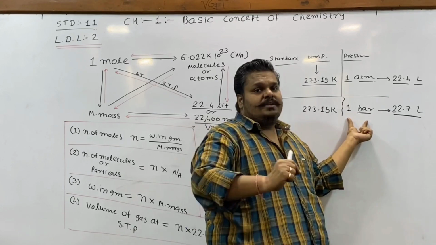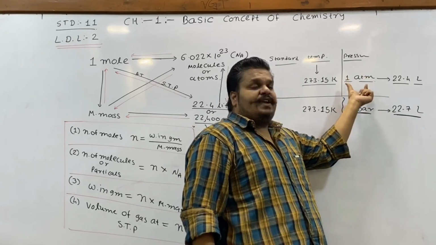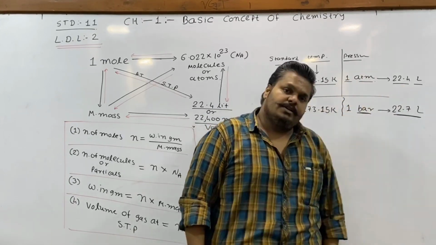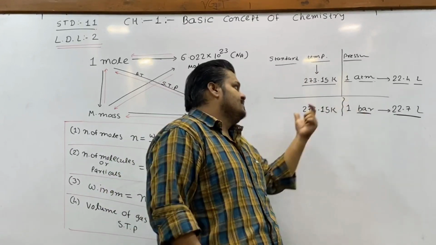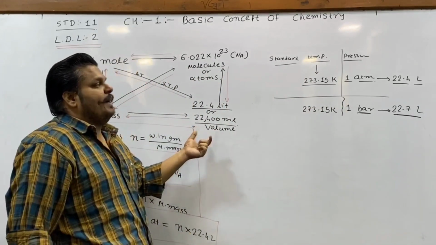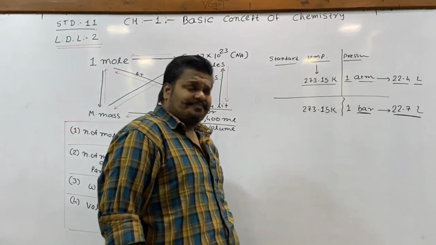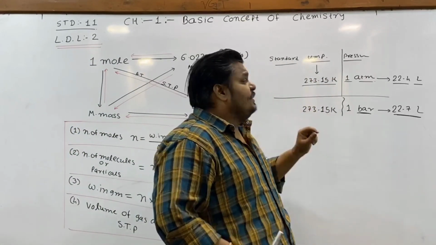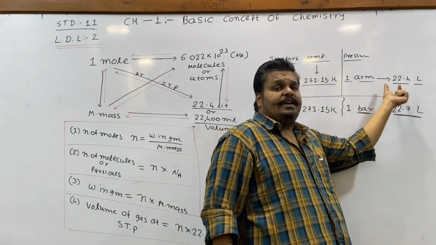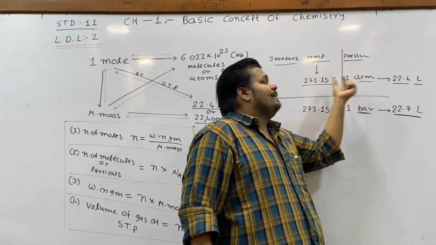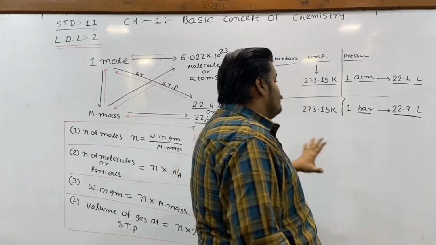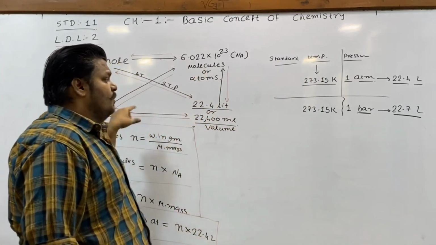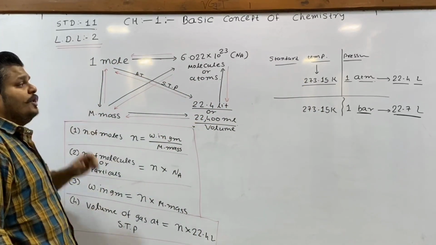But if in the question the pressure is given in atmospheric unit, 22.4 liter should be used as the volume occupied by 1 mole of a substance. It's only for information. In our syllabus, most of the time we'll use 22.4 liter because the pressure is given in atmospheric unit. So it's a quadrilateral rule for the mole concept.